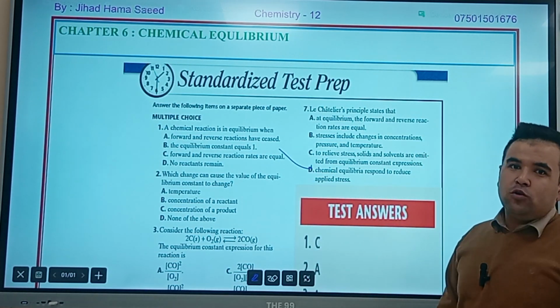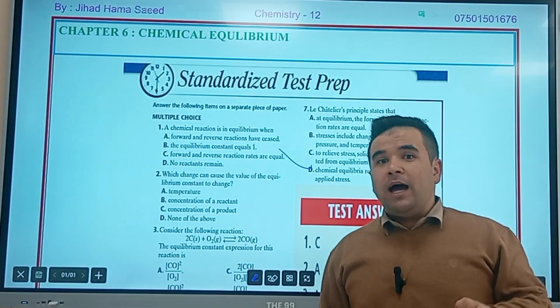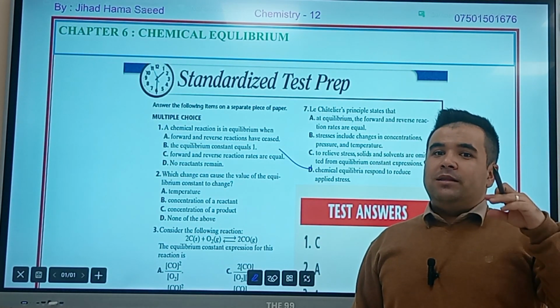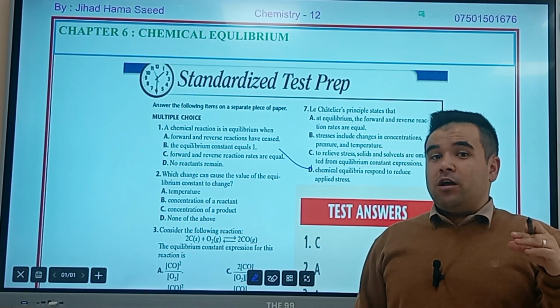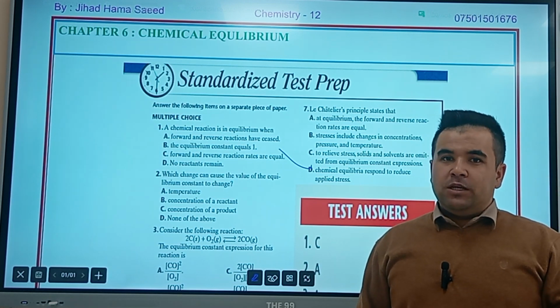Chemical equilibria respond to reduce applied stress. This is the statement of Le Chatelier, which says whenever a system at equilibrium is subjected to a stress, the system adjusts itself back to a new equilibrium by relieving or reducing the stress.